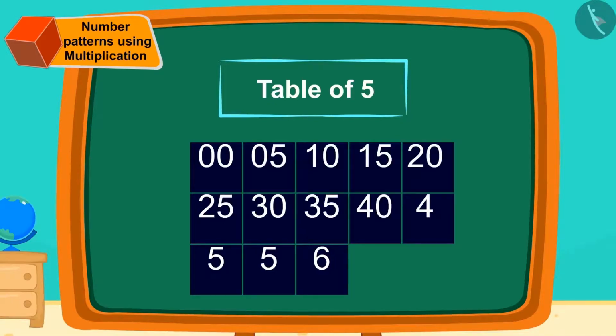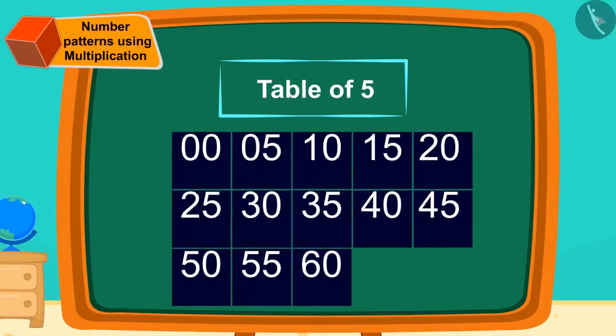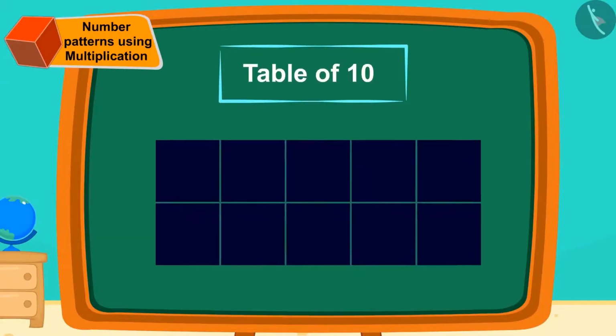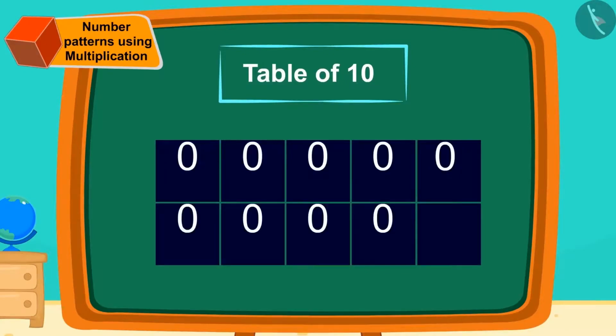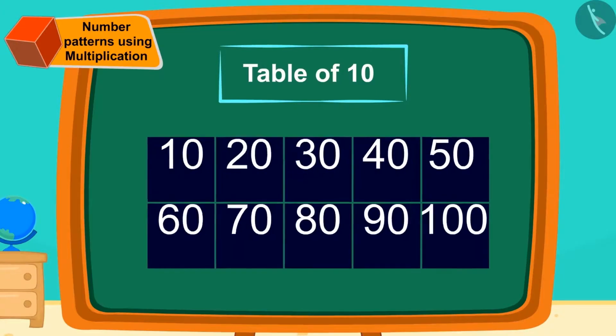Did you recognize the pattern? Yes, it is the multiplication table of 5. Isn't it easy? Let us now learn the easy process of memorizing the table of 10. First, we will write 0 in this way 10 times. Now, next to these zeros, we will write the numbers from 1 to 10 like this.